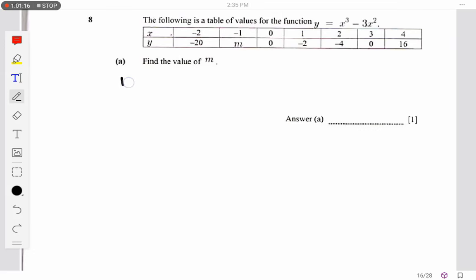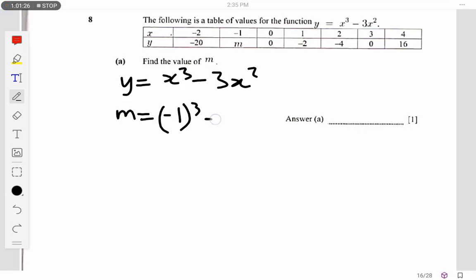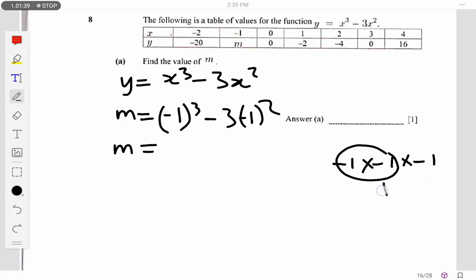So we are saying y is equal to x cubed minus 3x squared. We substitute to get our m. So m is equal to minus 1 cubed minus 3 by minus 1 squared. Minus 1 cubed is just minus 1 times minus 1 times minus 1. This will give a positive, then you have times minus 1, so you get a minus. So it is going to be minus 1.